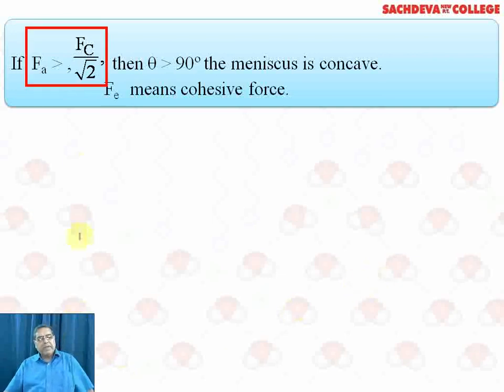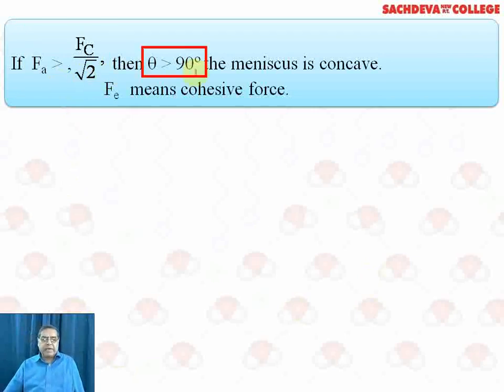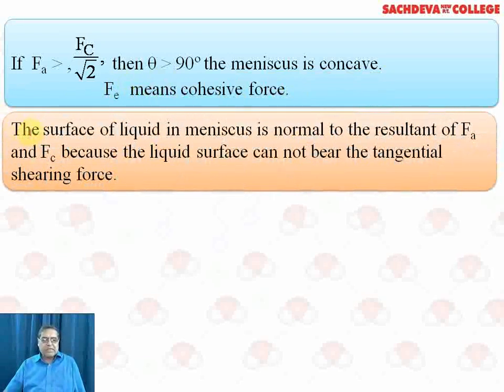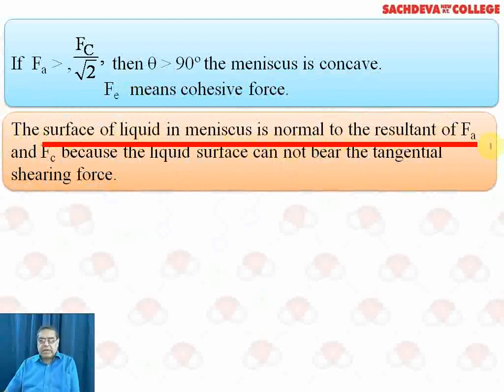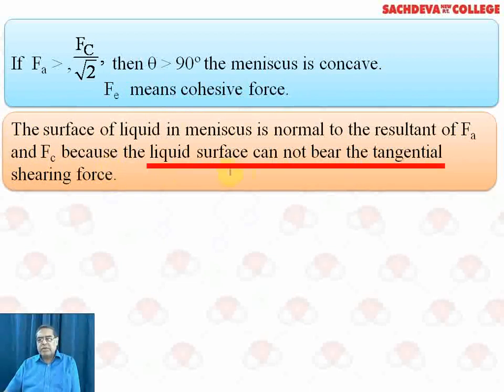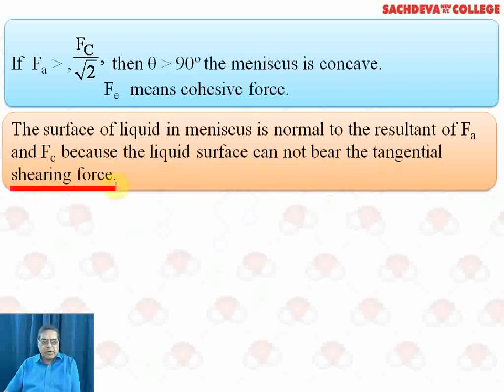Now, if the adhesive force is greater than the cohesive force divided by root 2, then theta will be less than 90 degrees and the meniscus is concave, where Fc means the cohesive force. The surface of the liquid in the meniscus is normal to the resultant of the adhesive force and cohesive force because the liquid surface cannot bear the tangential shearing force for a long time.